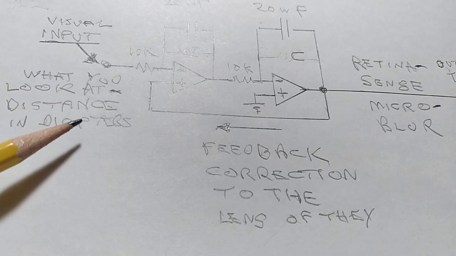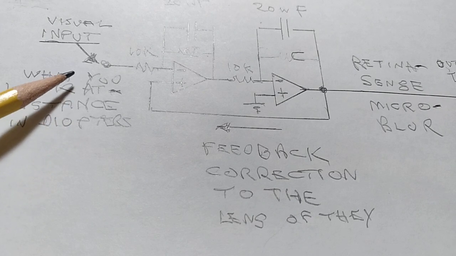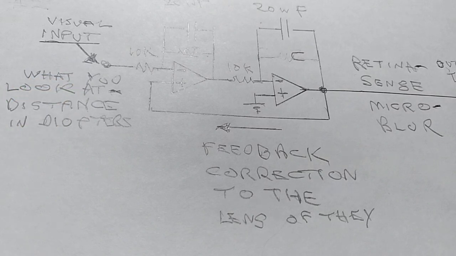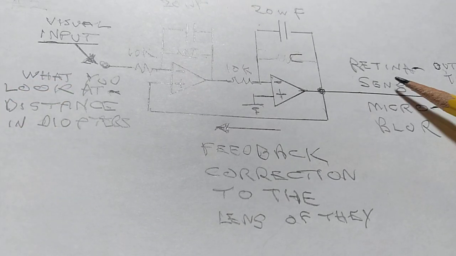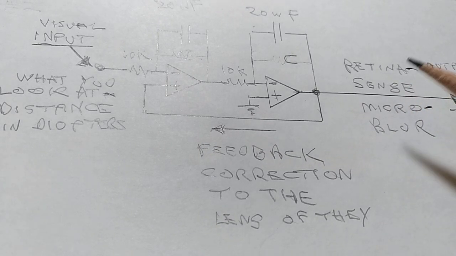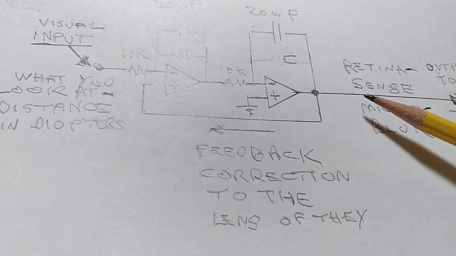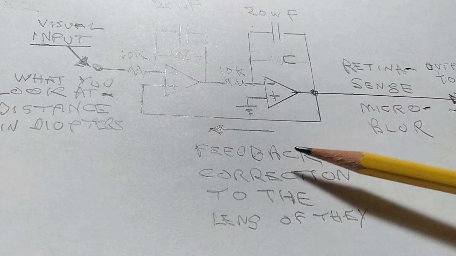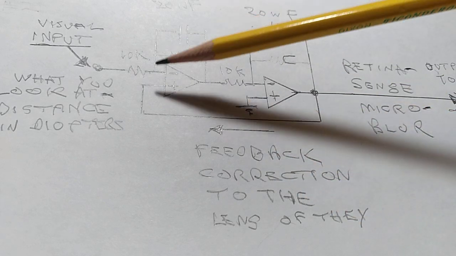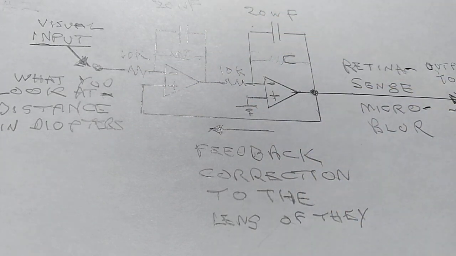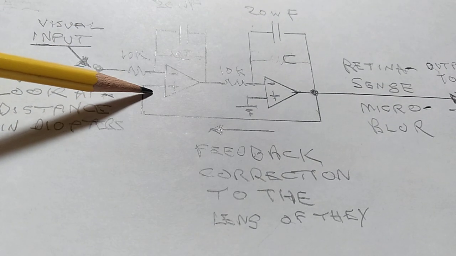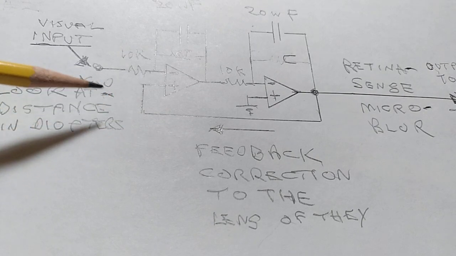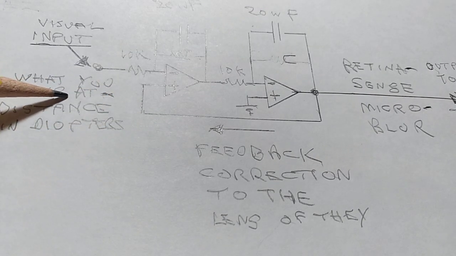is what you look at. The eye continuously adjusts the lens based on retina sensing. And the feedback control system senses blur, micro blur, and feeds back to the lens of the eye and changes the lens of the eye to match the power of the visual input. And let's say the case is 0 diopters.